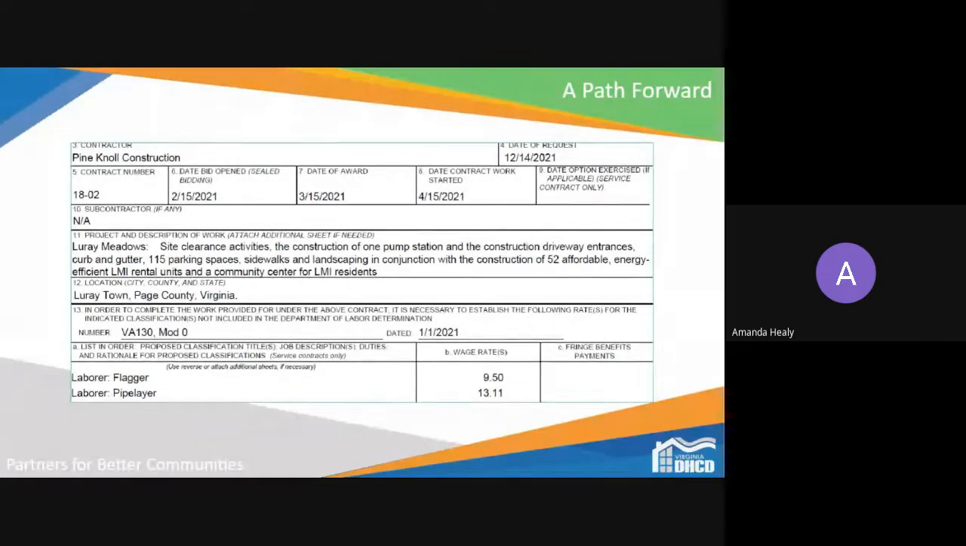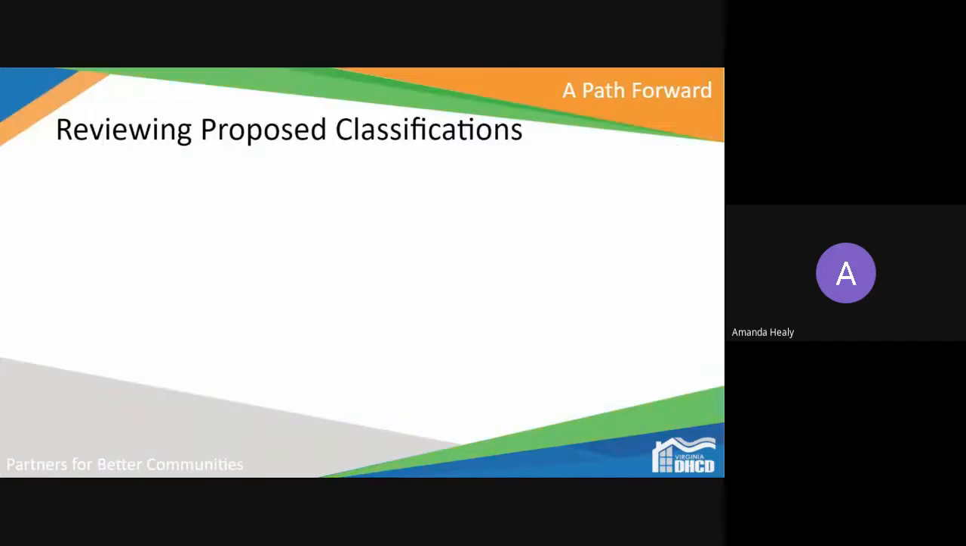And then you have the location of the project. You're listing next the wage decision, and then you're listing what additional classifications you need and what the contractor wishes the wage rate to be, and if there are any fringe benefits involved. So in this case, they're asking for a flagger and a pipe layer, and they're not going to be paying fringe. It's all going to be in cash. Next, please. Next.